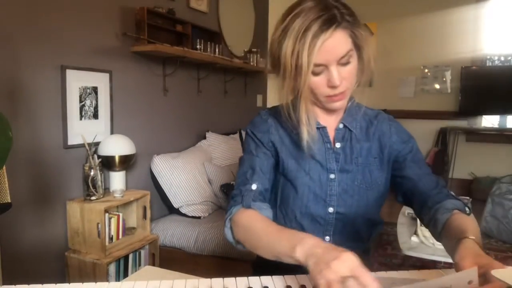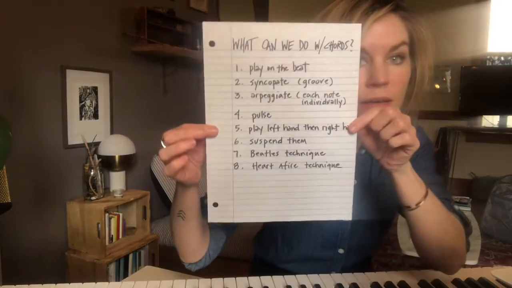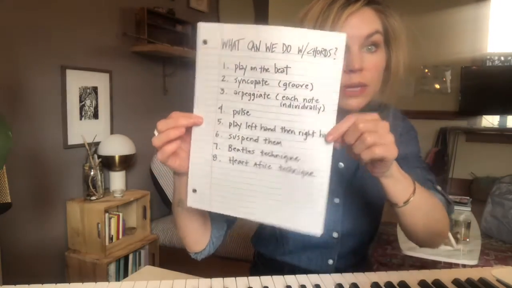That was suspending them. So number 7 is Beatles technique, which is one of my favorites. So for the Beatles technique, you are going to take the 2 top notes of the chord, in this case E and G, and you're going to alternate it with the bottom note of the chord. So the 2 top notes first, followed by the bottom note.